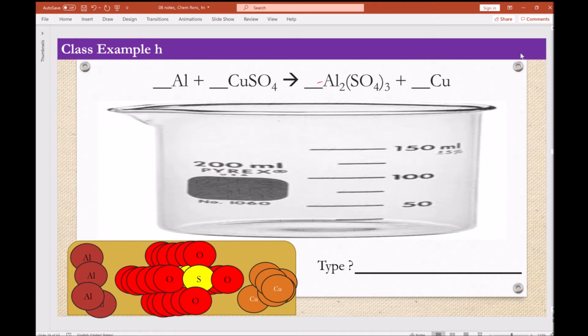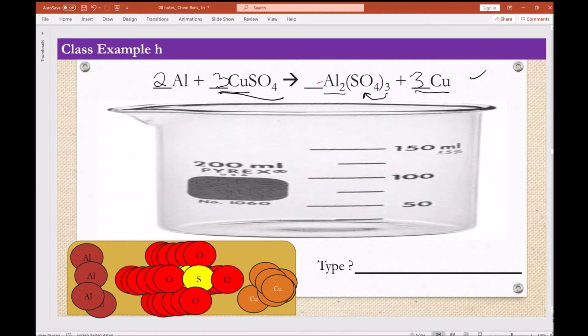Let's balance this equation. I have 2 aluminum. I'm going to put a 2 as my coefficient. I have 1 copper atom, 1 copper atom. I have 1 sulfate group. I have 3 sulfate groups. I'll put a 3 in front of copper sulfate. Now I've changed my quantity of copper atoms to 3. So in the products, I need to put a 3 as my coefficient. 2 aluminum, 2 aluminum, 3 copper, 3 copper, 3 sulfate groups, 3 sulfate groups.